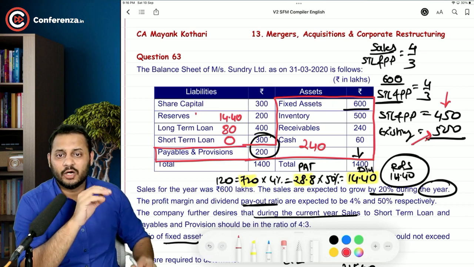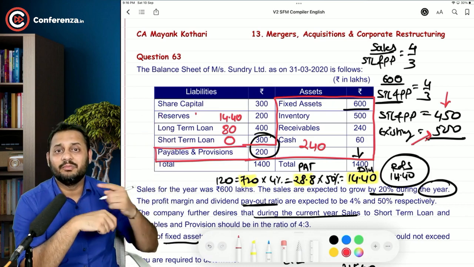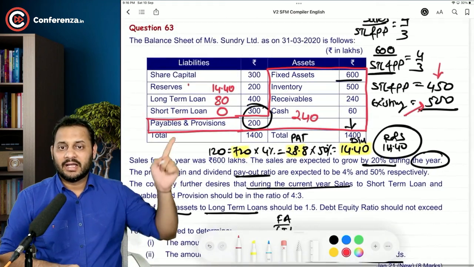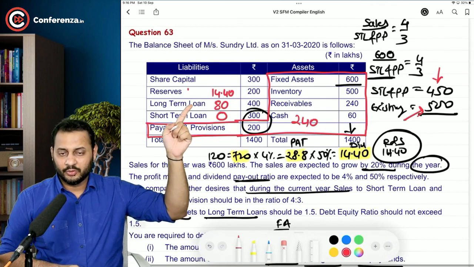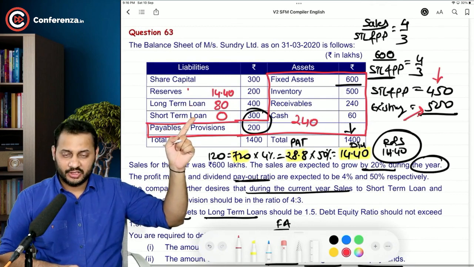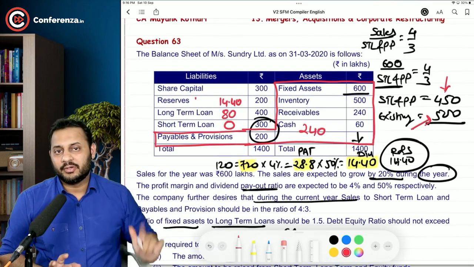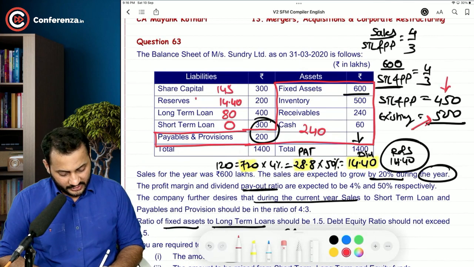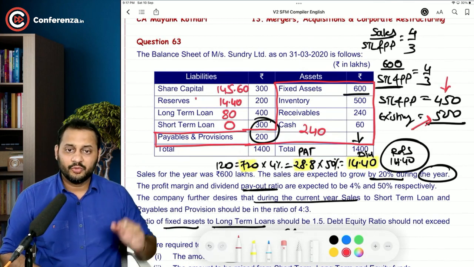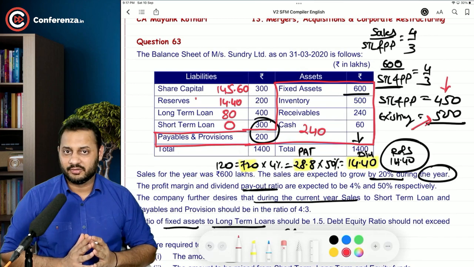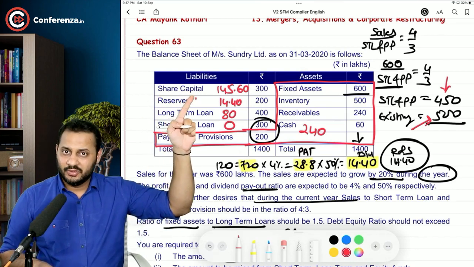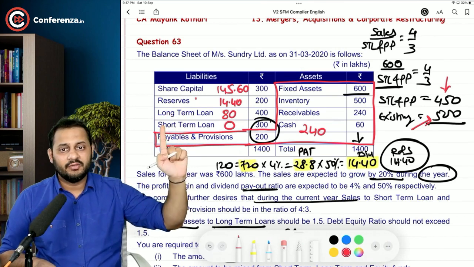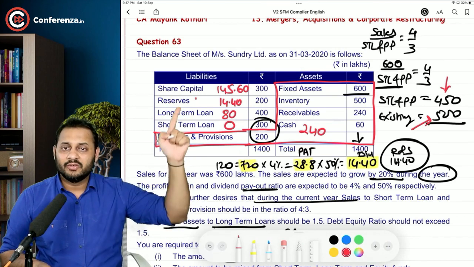And the balance now will be contributed by share capital. This will be the balancing figure. So 225.60 minus 80 of the long-term loan minus 0 of the short-term loan equal to share capital. That's 145.60. Now you can do the total of all the four figures. Share capital contribution will be 145.6, reserves will be 14.40, long-term loan will be 80, we cannot raise further short-term loan, and the total will be 240.